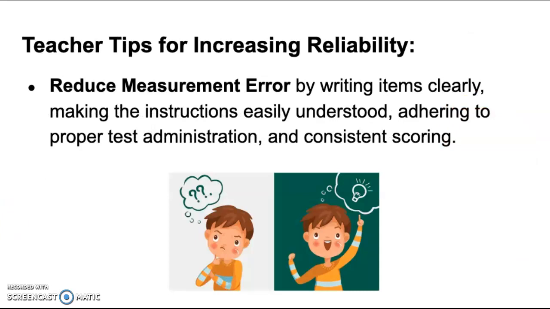Well, one teacher tip for increasing the reliability of our assessments is to do everything we can to reduce measurement error. We do this by writing the items clearly, making the instructions easily understood, and always working to adhere to proper test administration and consistent scoring. So if there is consistency in the way that we go about the assessment, as well as clarity in the items that we put in front of kids, chances are our assessment will be more reliable.